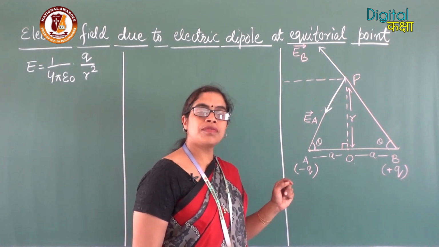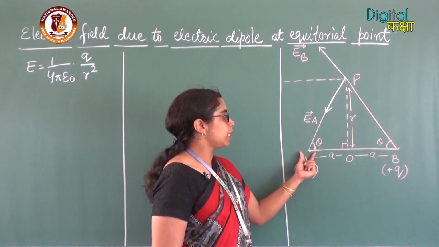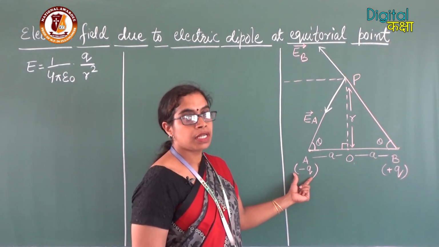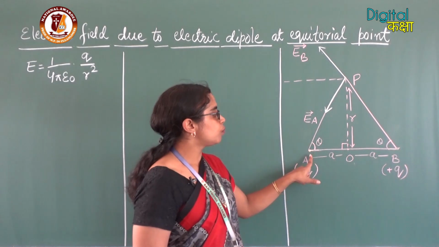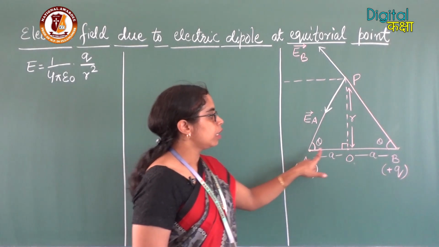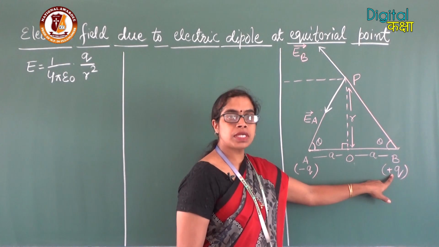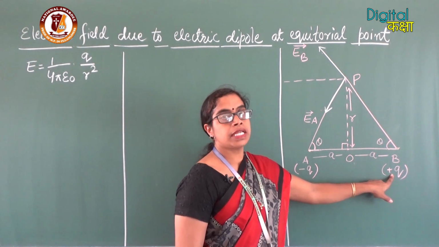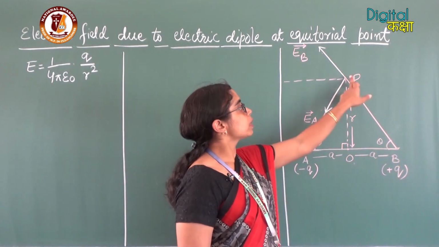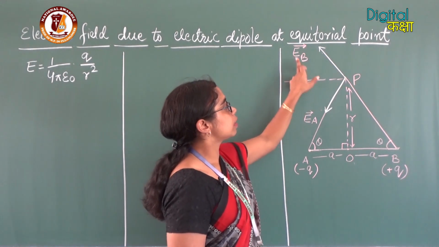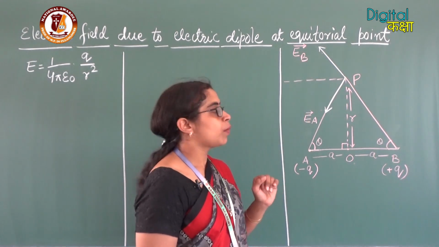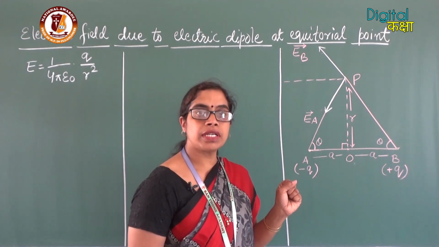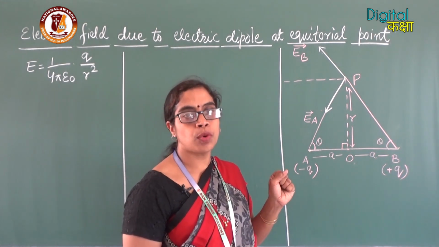Now using the properties of electric field lines, at point A, since the negative charge is kept, the direction of the electric field will be drawn at point P towards A, and at point B the charge is plus q. So according to the property of electric field lines, the electric field will be shown away from plus q, so it is marked in this direction in the diagram. Now let us resolve the two vectors, vector EA and vector EB, into their components.